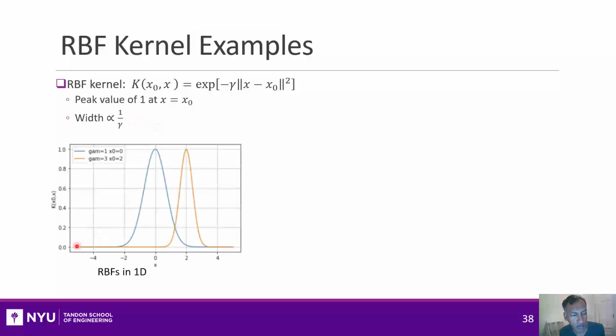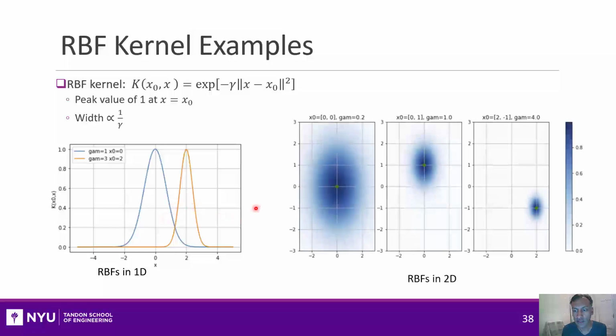First, let's look at what that looks like in 1D. In a 1D example, I've plotted two RBFs for different values of x0. When x0 is 0, it takes its peak at 0. When x0 is 2, it takes its peak at 2. And the gamma value tells you the width of this. So higher gamma values mean a smaller width. You can also do this in 2D. In this case, I've plotted 3 different examples with 3 different centers. Again, in each case, it takes a peak value of 1. And as gamma increases, you see the width of that kernel decreases.